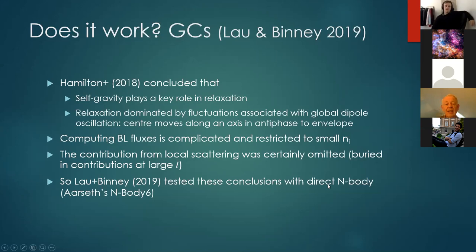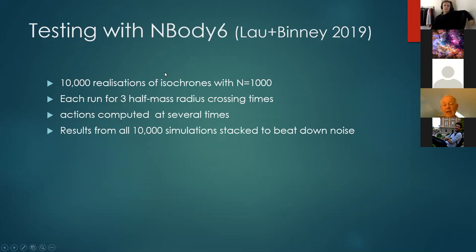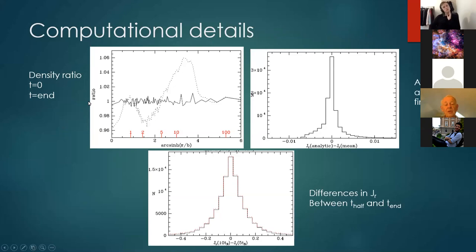So Jun did 10,000 realizations of isotropic isochrone clusters with only 1,000 particles each and ran the simulations for only 3 half mass crossing times. So he did a large number of short, low n simulations. For each simulation, he computed the actions at several points through the evolution, and then stacked the results. Because we're interested in statistical theory, we don't care about individual realizations, we want to know the statistical properties. So you stack all 10,000 simulations together to beat down the noise. These diagrams basically show that what he was doing makes sense, and because time is very short, I'm going to skip to the more important things.